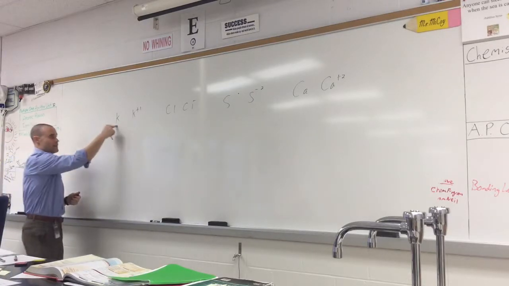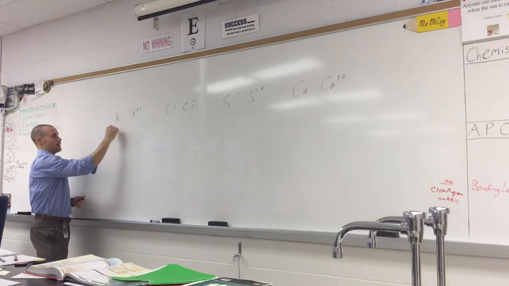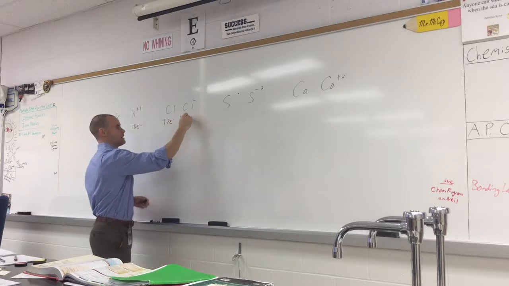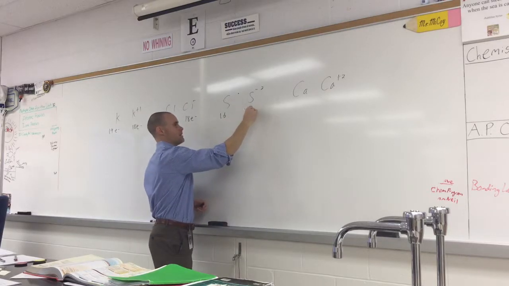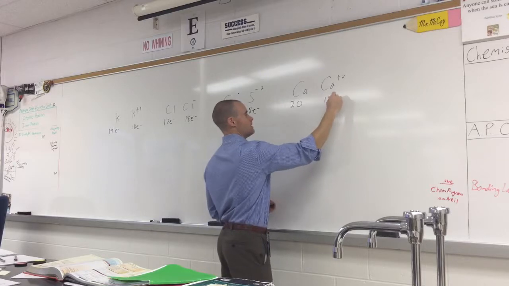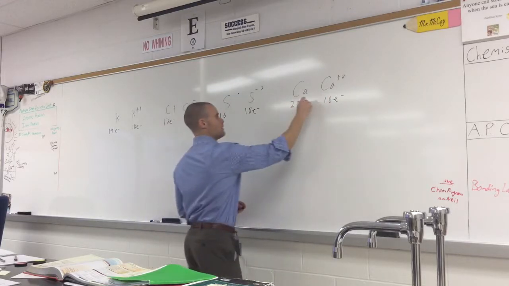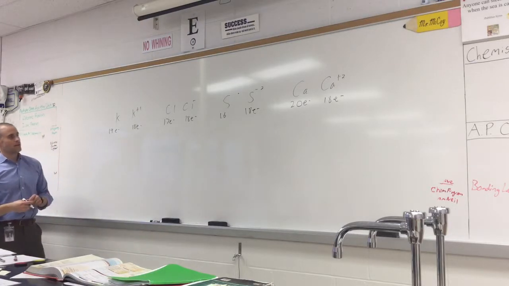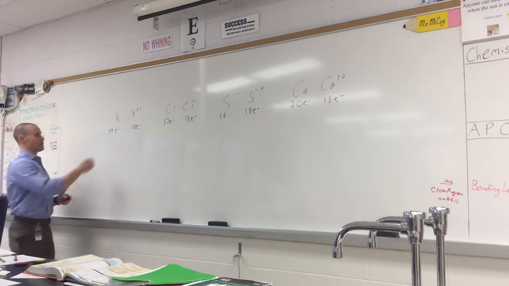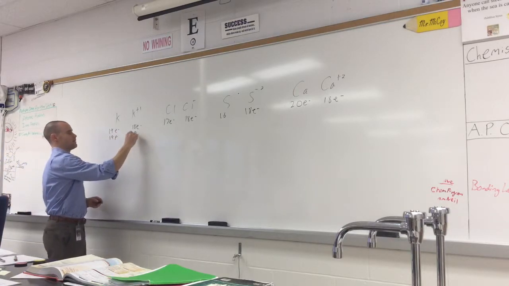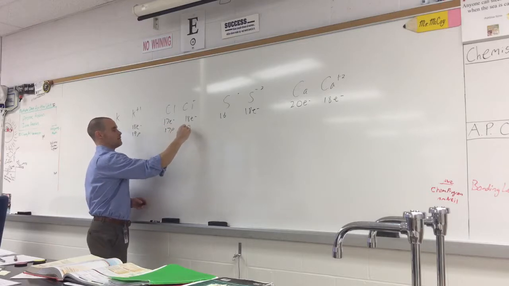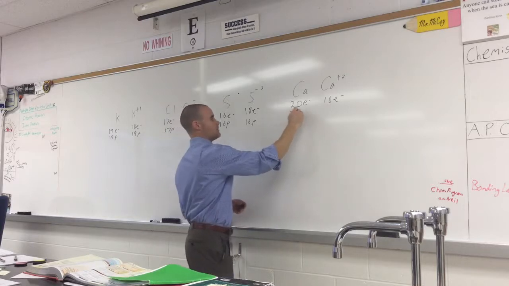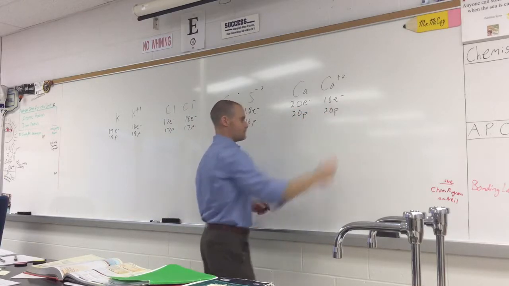Now, this atom has 19 electrons. This one has 18 electrons. Write that down. This has 17 electrons. This has 18. This has 16. This has 18. This has 20. This has 18. This is all from the worksheet there. And for fun, let's put the protons. 19 protons, 19 protons. 17 protons, 17 protons. The reason I'm doing this is so you really see protons do not change. All right.